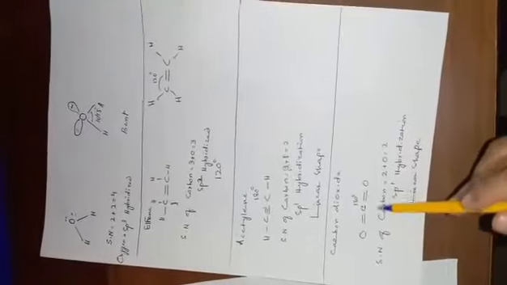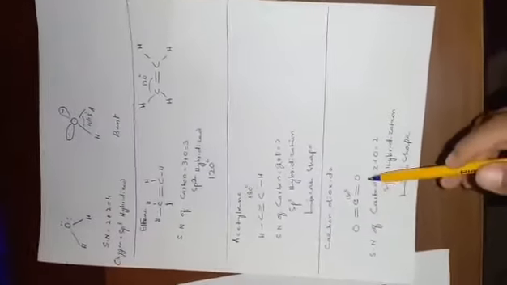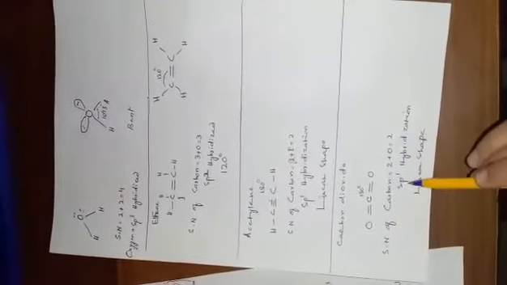In carbon dioxide, carbon is attached to 2 oxygen atoms. It means it is attached to 2 atoms and it has no lone pair. It has a steric number of 2 and carbon in carbon dioxide will be sp1 hybridized.